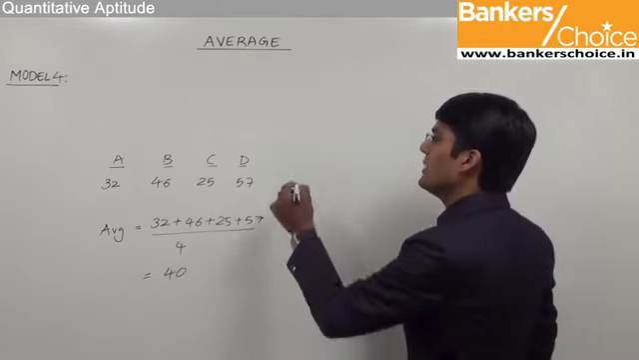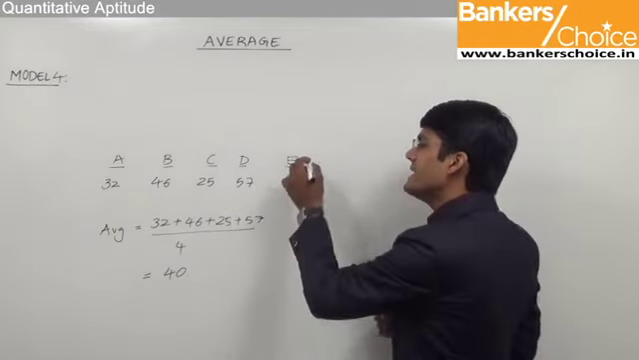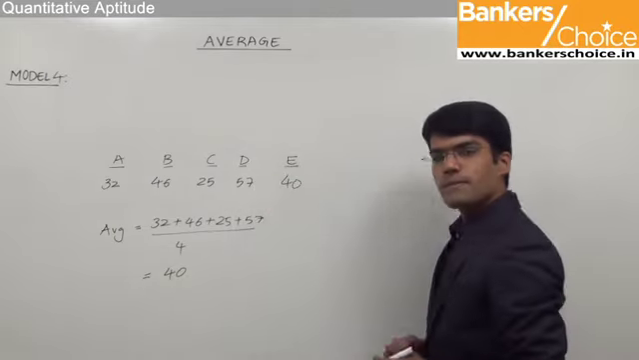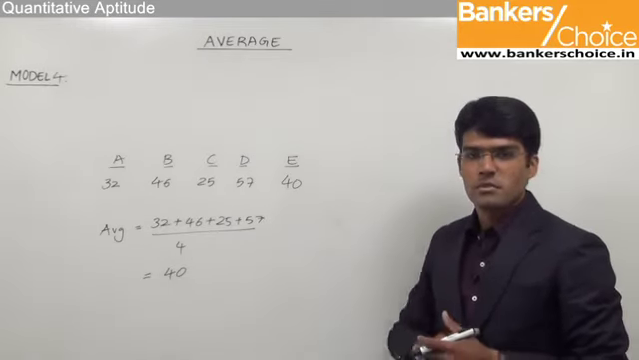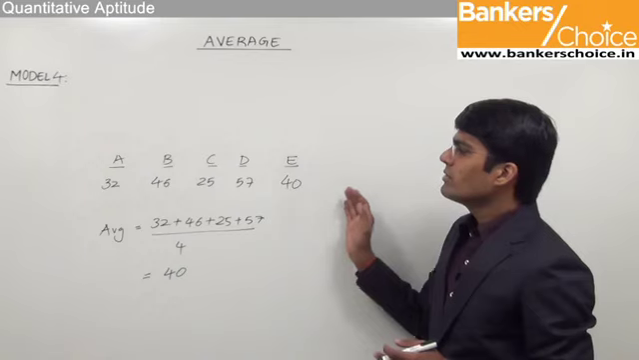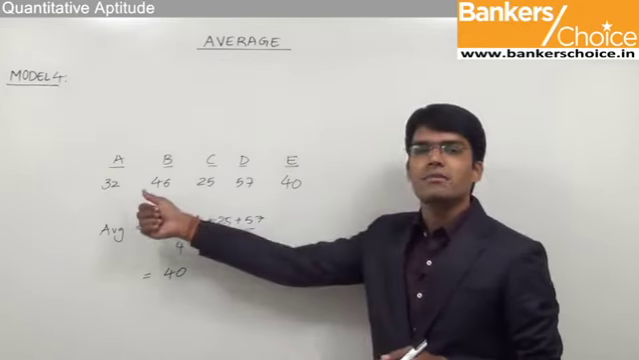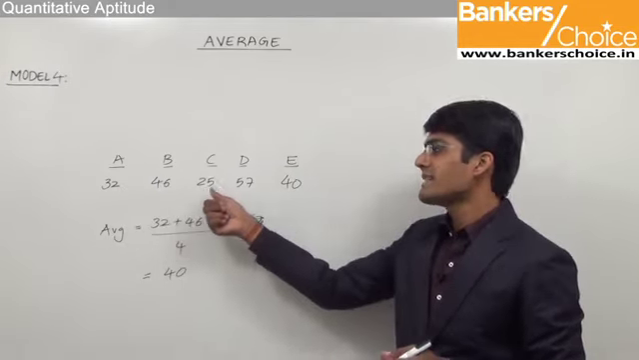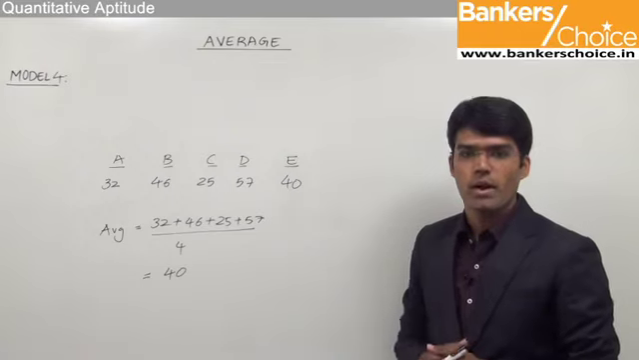Now let us assume a new person, that is E, wants to join the group, and E's weight is 40 kgs. So what will be the new average for all the 5 persons together? To find out the overall average of all these 5 persons, we need not do the basic calculation, that is 32 plus 46 plus 25 plus 57 plus 40 by 5 is not required.